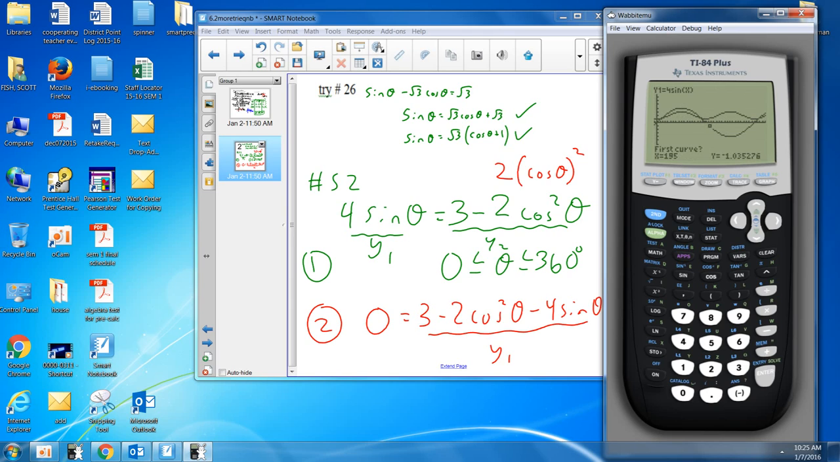So second calculate, intersect number 5, and then you're just following the command. First curve, enter. Second curve, enter. And then it says guess. And then your guess is just move it to the location of where you think you want to find that intersection. Doesn't have to be exactly on it, but when you hit enter, I got 162.97.